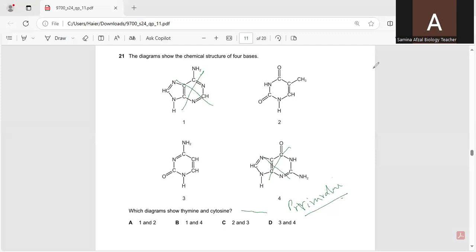You can see there is the formation of a double bond over here, and there is the formation of a triple bond over here. You can see that adenine always makes a double bond with thymine and guanine makes a triple bond with cytosine. So in the formation of this, I can see this is the thymine, and it is cytosine. So C is the correct answer.